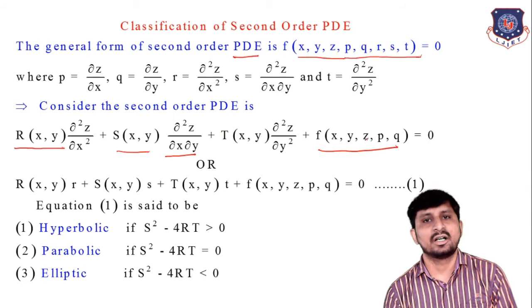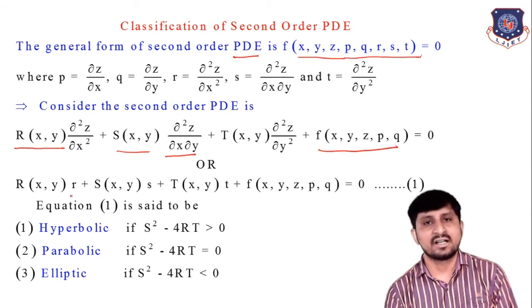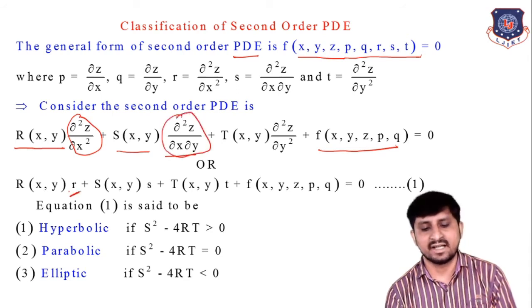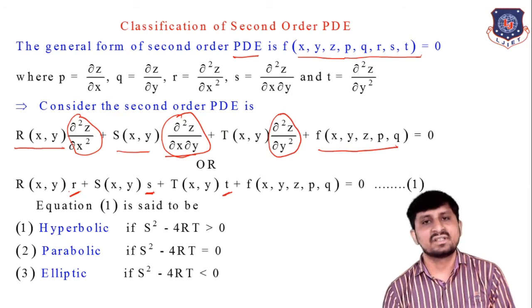Or the same equation you can write using standard notation. That means instead of del square z by del x square, I use small r. Instead of del square z by del x del y, I can use small s, and del square z by del y square I can use small t. Okay, so the same equation we can write in this manner.